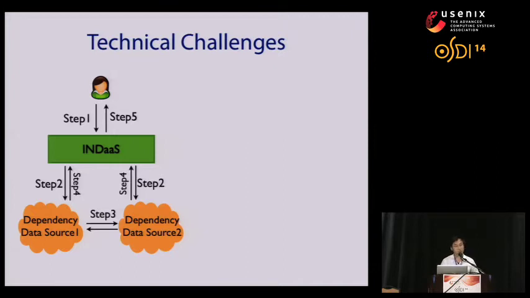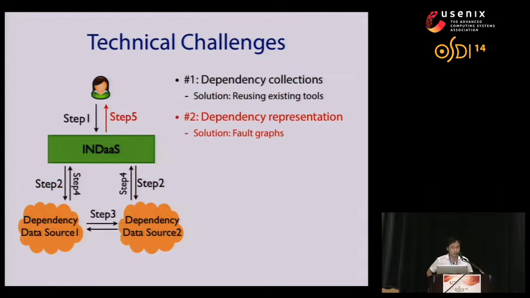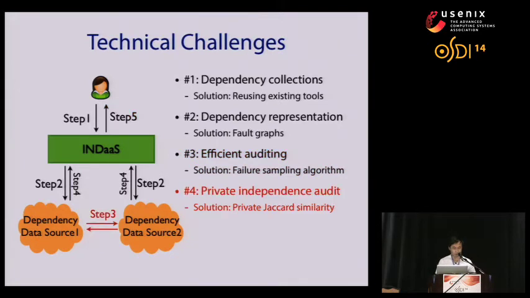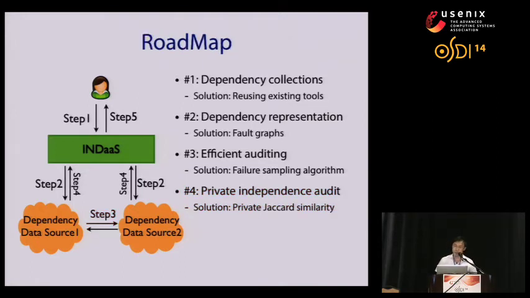We need to overcome some technical challenges. The first challenge is how to automatically collect the dependency data. The second challenge is how we produce dependency representation using the collected data. The third challenge is, with the dependency representation in hand, how we efficiently audit it. The final challenge is how we privately evaluate the independence if a data source doesn't want to share any information. So in this talk, I will show you the solutions to the 4 challenges, respectively. Let me use this architecture as the roadmap of my talk.